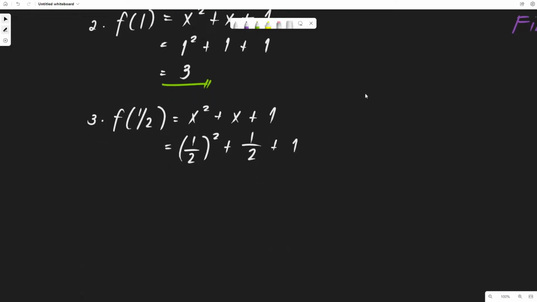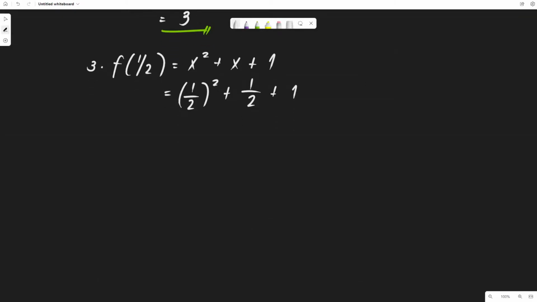Ayan. Tapos, i-evaluate niyo na ngayon kung ano man yung mga pwede niyo i-evaluate. For example, in this case, yung 1 half, we need to distribute the exponent to both the numerator and the denominator. Then, further evaluate. So, we have 1/4. Di ba? 1 squared is 1, 2 squared is 4.